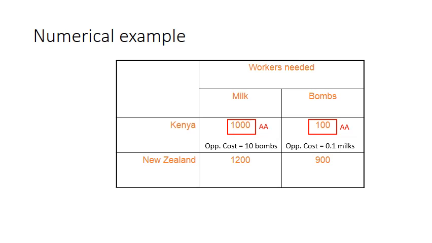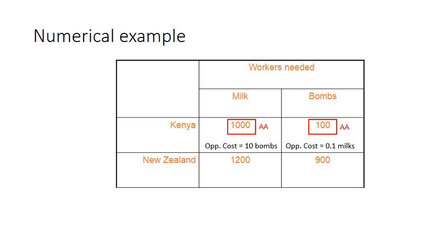At the same time, the 100 workers that go towards producing a bomb could have produced a tenth of a milk, or 0.1 milks, because you would need 10 lots of the 100 in order to get up to the 1,000 workers that you need to produce a unit of milk. So you've given up producing 0.1 milks by producing a bomb.